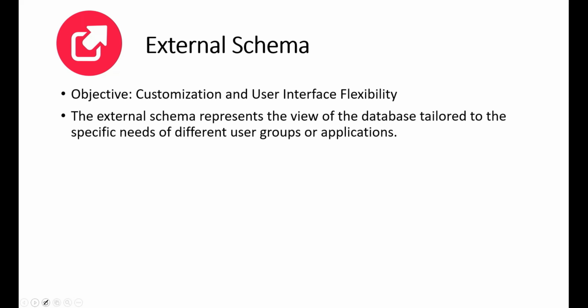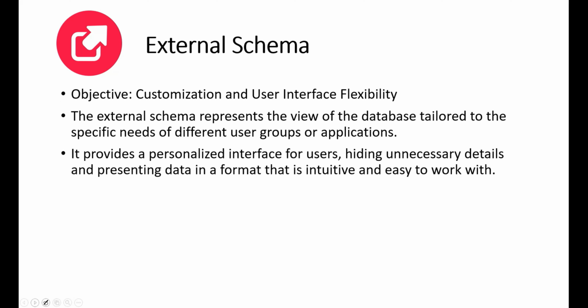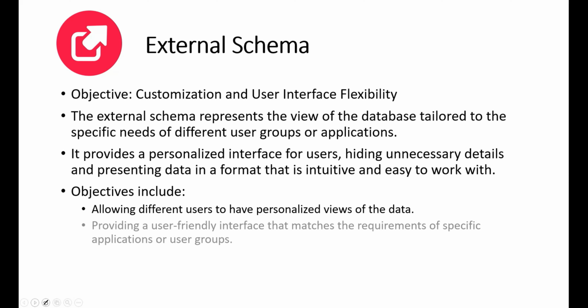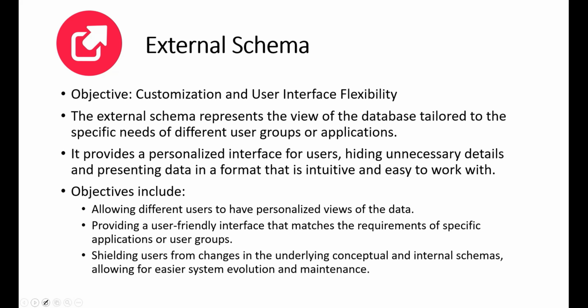The external schema represents the view of the database tailored to the specific needs of a user, or a group of users, or applications. It provides a personalized interface for users, hiding the unnecessary details and presenting the data in a format that is intuitive and easy to work with. The main objectives of the external schema include allowing different users to have their personalized views of data, providing a user-friendly interface that matches the requirements of a specific application or user group, and shielding the users from changes in the underlying conceptual data and internal schema, allowing for easier system evolution and maintenance.